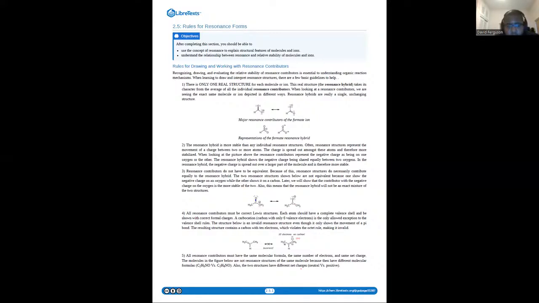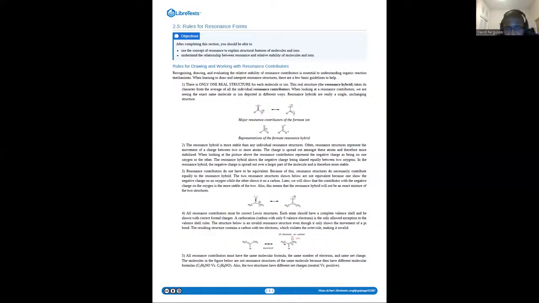Okay. And don't confuse resonance structures with tautomerism. Anyway, the resonance hybrid is more stable than any individual resonance structure. So we're just surveying the material. The resonance hybrid shows the negative charge being shared equally between two oxygens. Three, resonance contributors do not have to be equivalent.